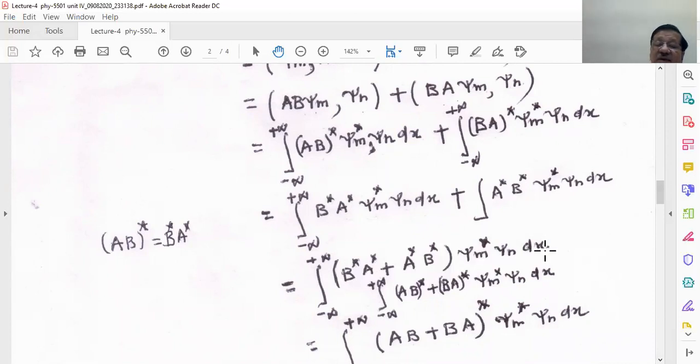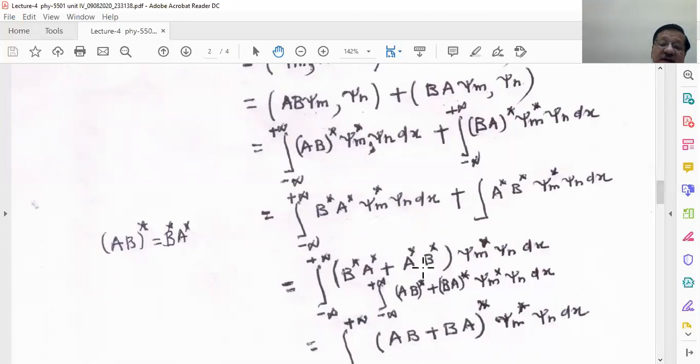Okay. So now you see this integration. You can see this B* A* is nothing but (AB)*, right? And this is A* B*. A* B* is nothing but... please try to understand. B* A* should be equal to the complex conjugate of AB. So I write the complex conjugate of AB.